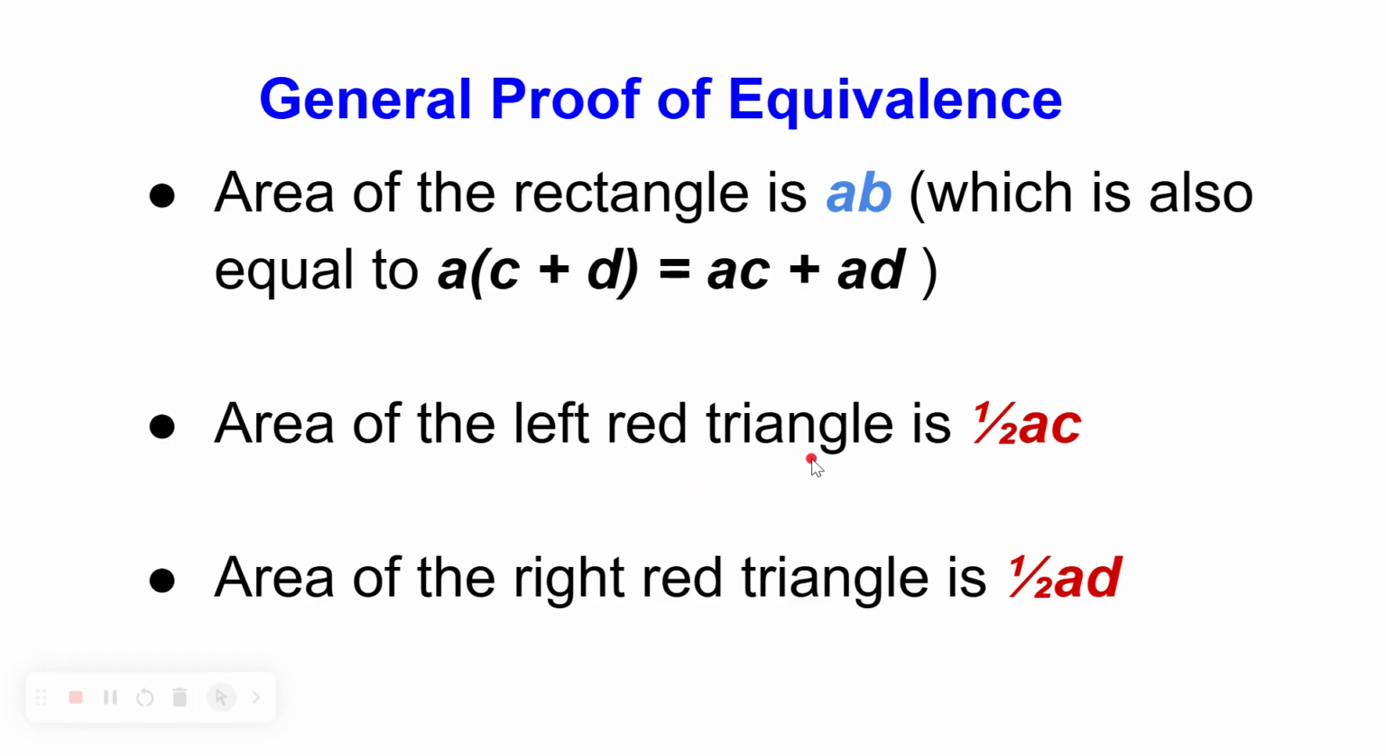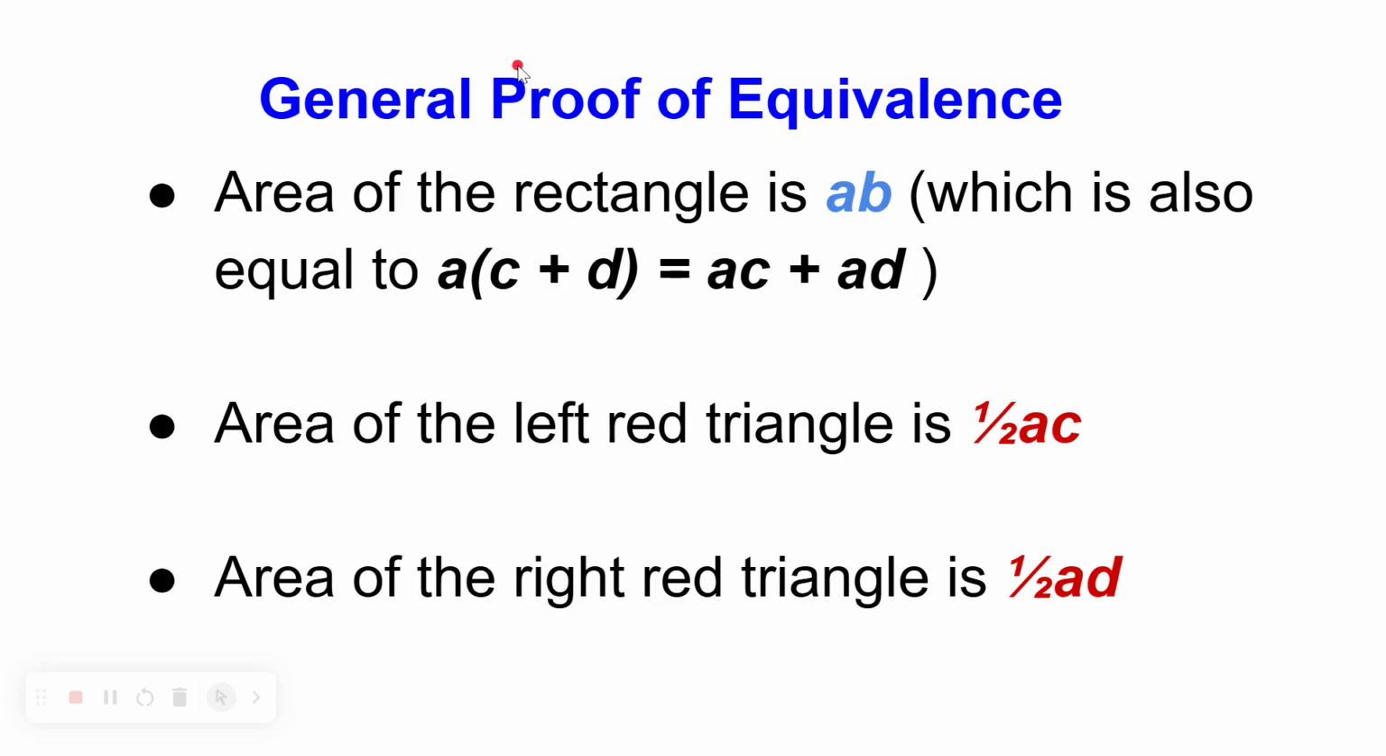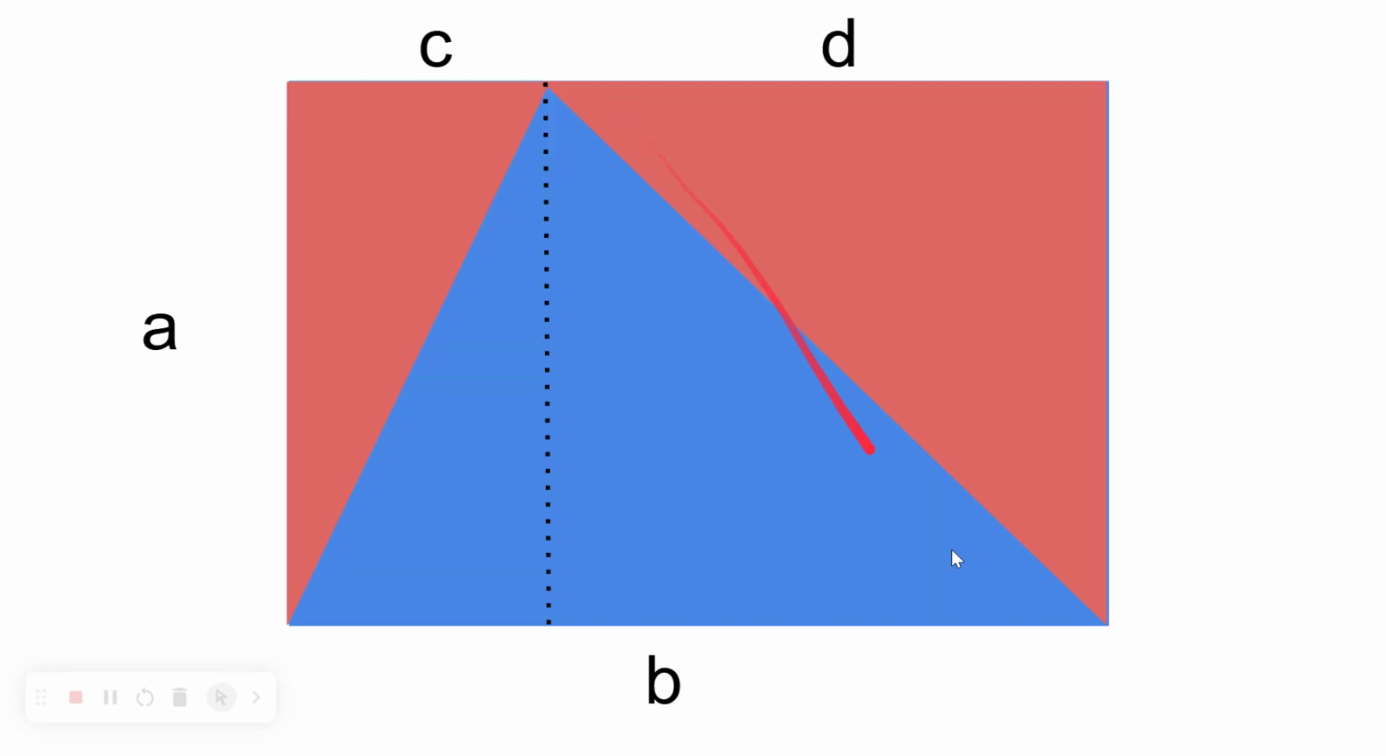So the area of the left red triangle is 1/2 AC, right, which we can see here. If this is a rectangle of height A and base C, the red triangle would be 1/2 AC. On the right side, this red triangle would be equal to 1/2 AD.